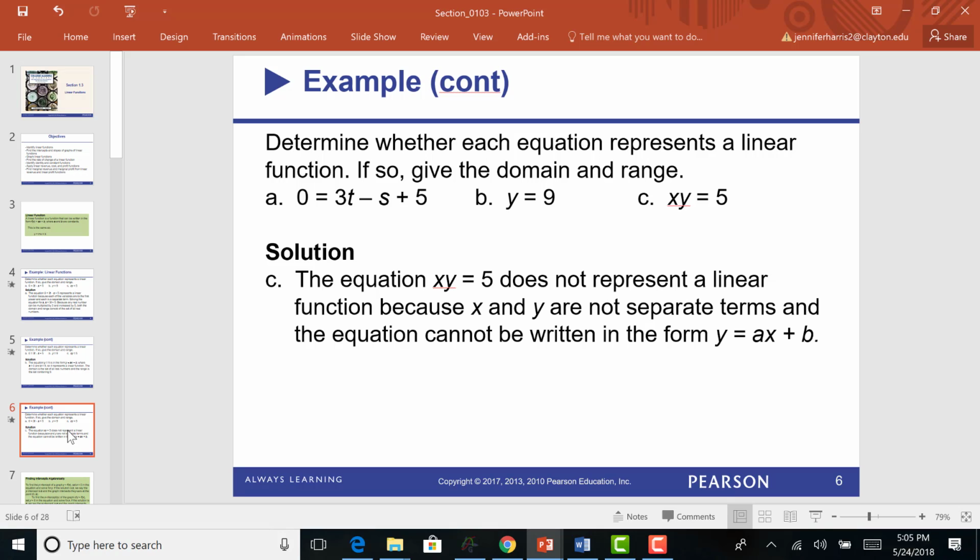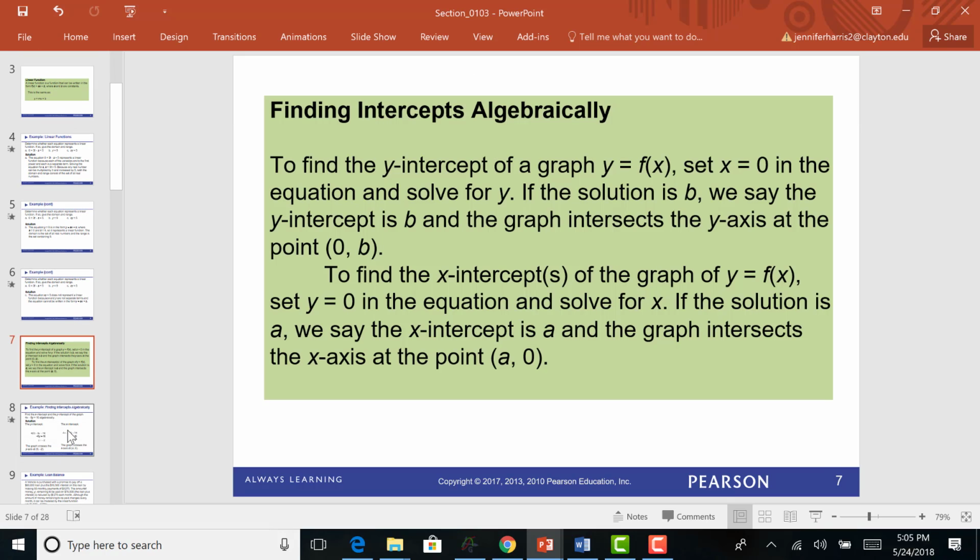All righty, so here we figured it out. This is talking about what we just figured out. So now we're going to go to the next slide. All right, the next slide wants us to be able to find the x and y intercepts algebraically. Algebraically means they want us to do it by hand. Can we do it graphically?